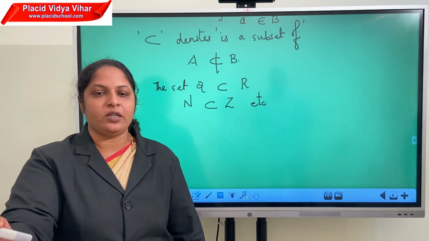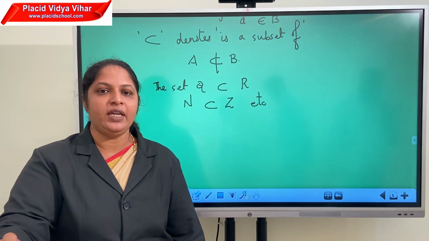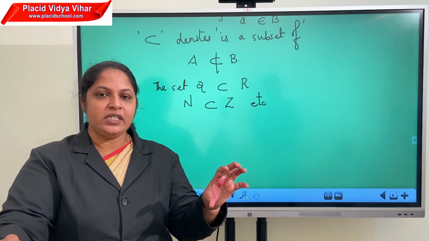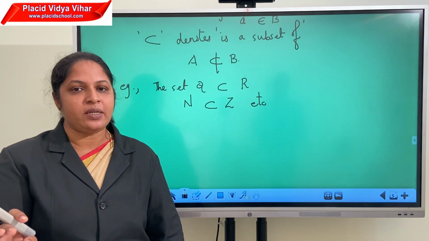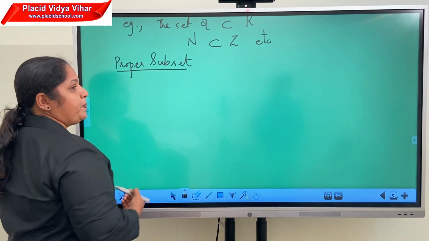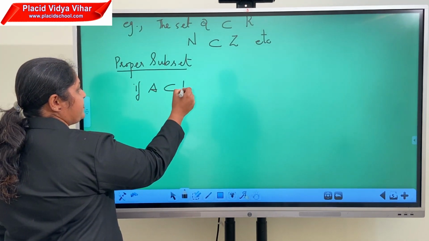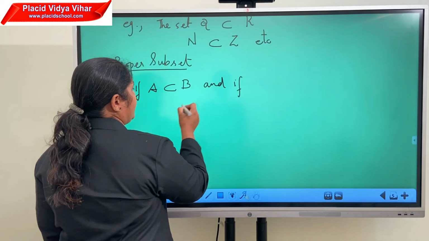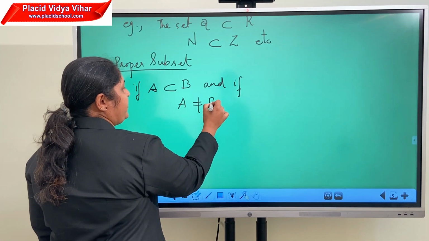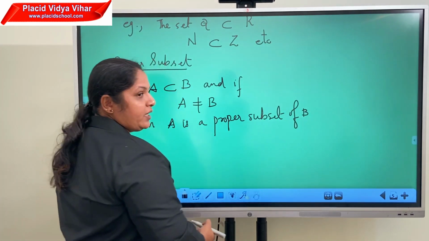What is a proper subset? Proper subset means if we have two sets and A is a subset of B, and if the set A is not equal to set B, then we can say that A is a proper subset of set B. Proper subset: if A is a subset of B and if A is not equal to B, then A is a proper subset of B.